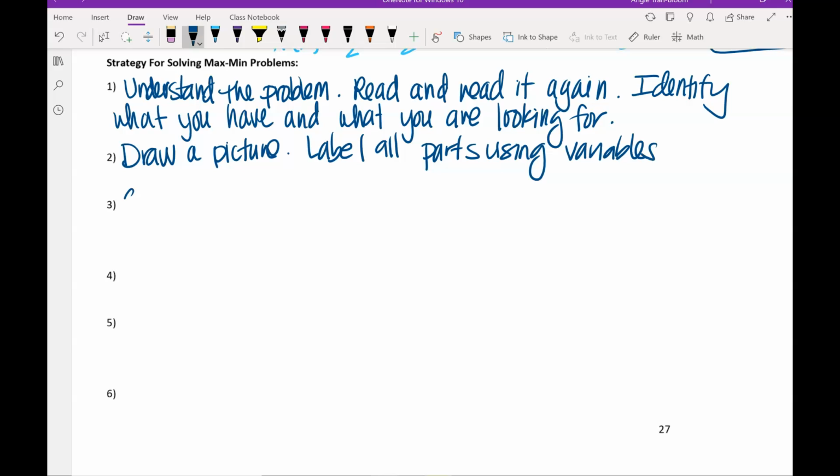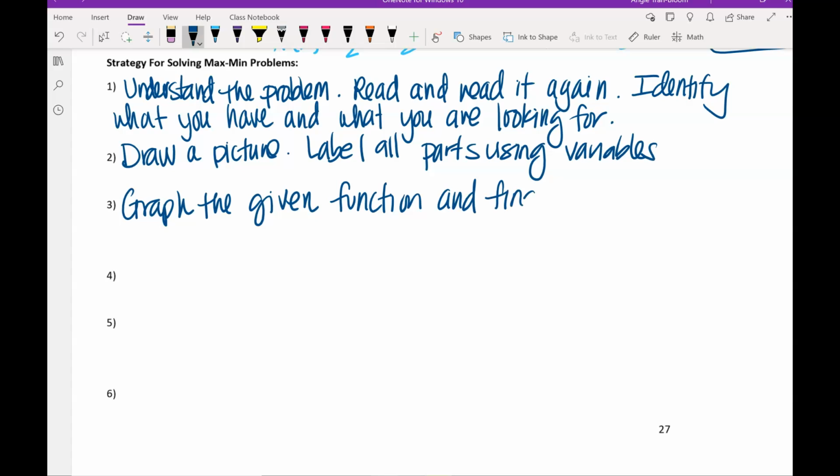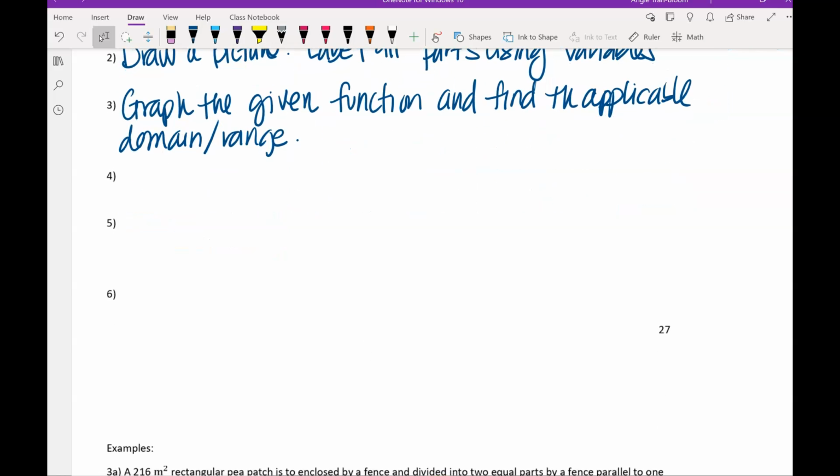Then number 3, graph the given function. As you saw, I was always graphing out the parabola. Graph the given function and find the applicable domain or sometimes range. Remember, in an application, you can't always have the answer that you've solved for. You have to go back and make sure it fits, all right?